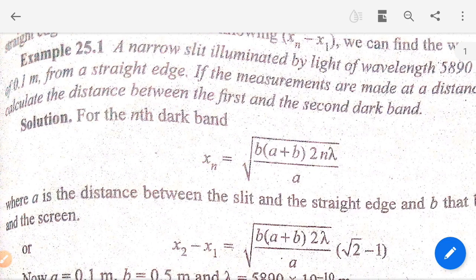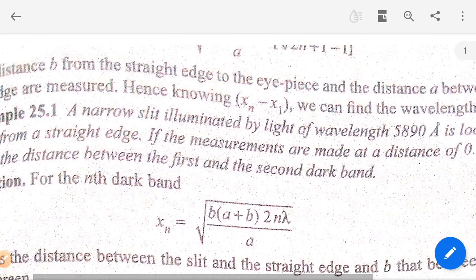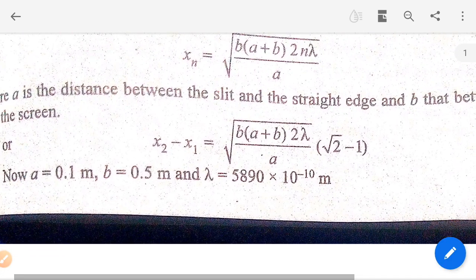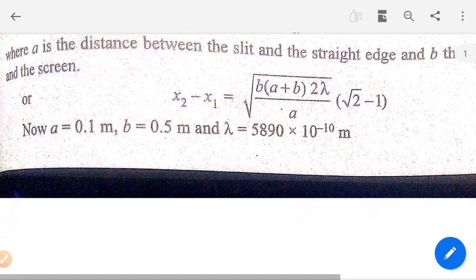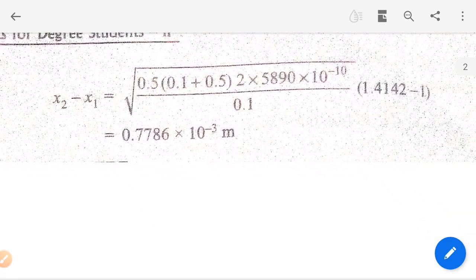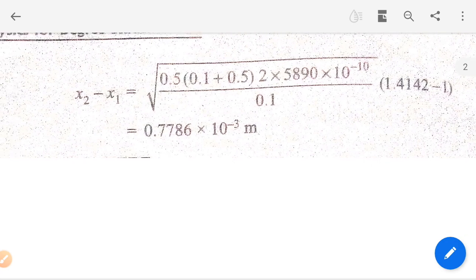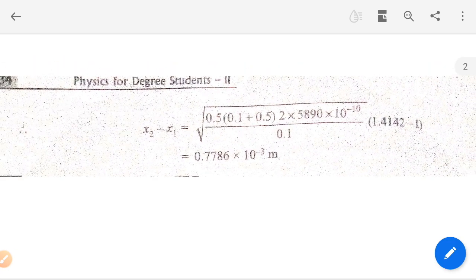The distance between the bands is given by this, and put it for the second and first band, because we need the first and second order. Calculate x2 minus x1, put n equal to 2 and n equal to 1, and simplify it. Then you get root b, and root 2 minus root 1 comes out. Putting in the values, we get x2 minus x1 equal to 0.7786 into 10 to the power of minus 3 meter. This is the distance between the first and second dark bands.